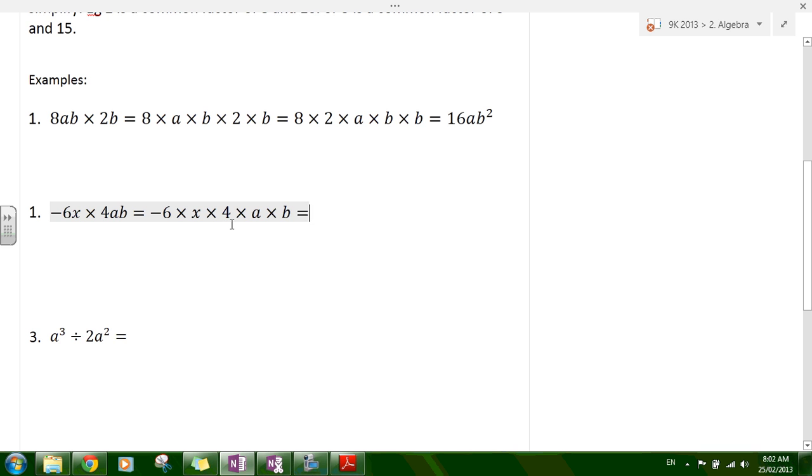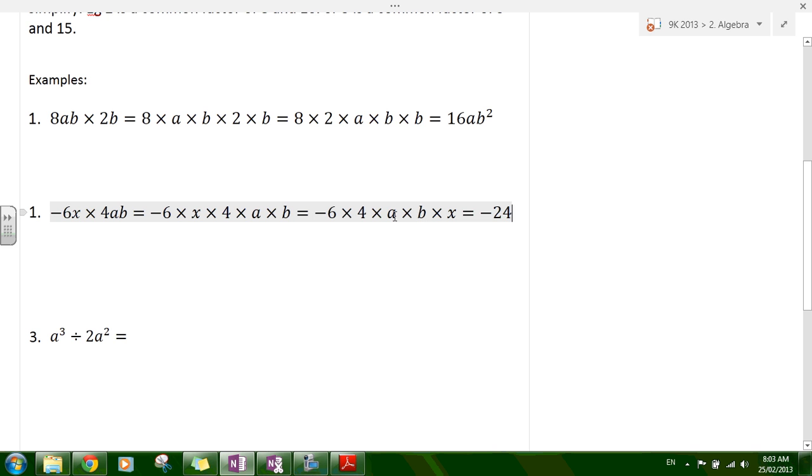Alright, that equals 2. I can rearrange this. It's going to be minus 6 times 4 times a times b times x. Right. So that's good. We've got that so far. Now if I have a look, well, minus 6 times 24, that's a negative times a positive. A negative times a positive is going to be a negative. And then we have 6 times 4 is 24. So the answer is going to be, for that part, minus 24.